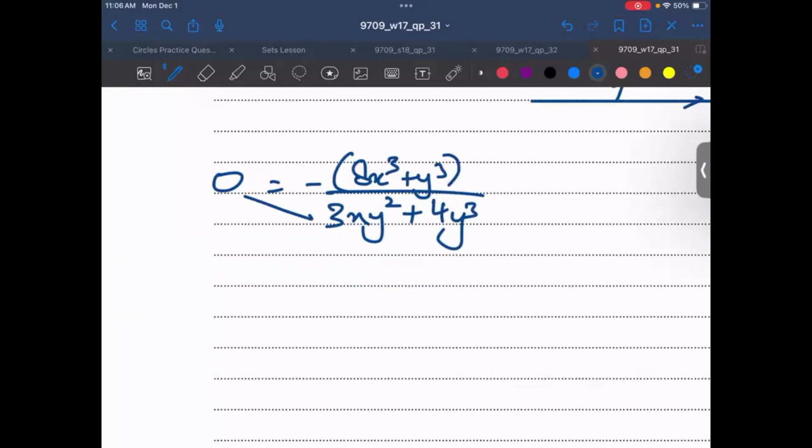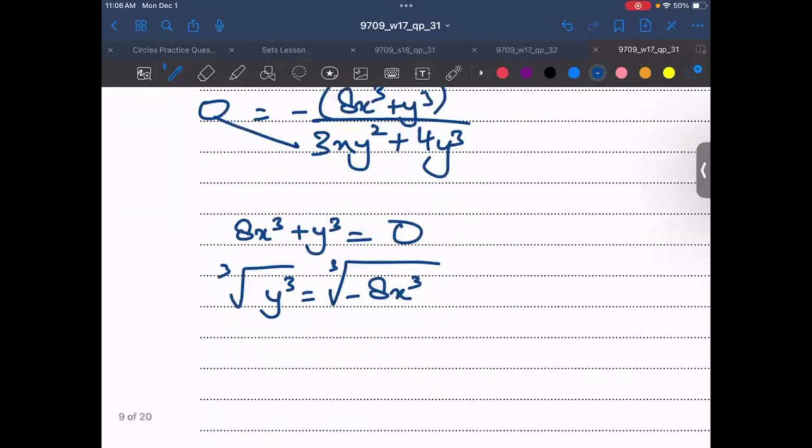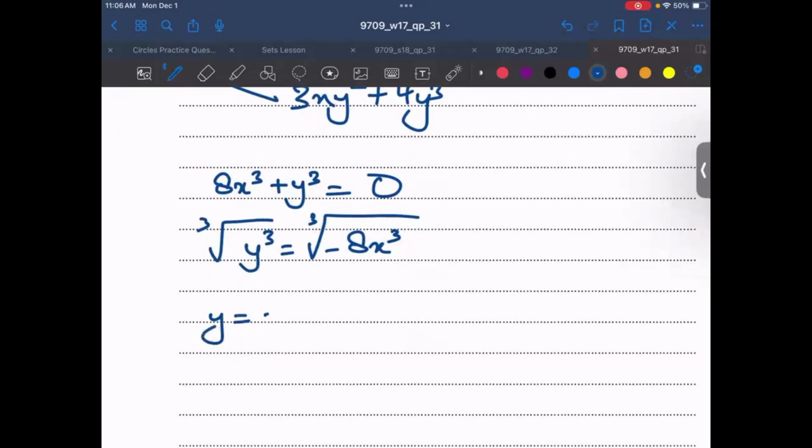Now, when we cross multiply, this will become 0. We'll get 8x^3 plus y^3 equals 0, as this negative sign will also cancel out. So writing this as y^3 equals minus 8x^3, and then taking cube root on both sides, we'll get y equals minus 2x. Now, as we have y equals minus 2x over here, we can use our original equation to find the value of x or y.